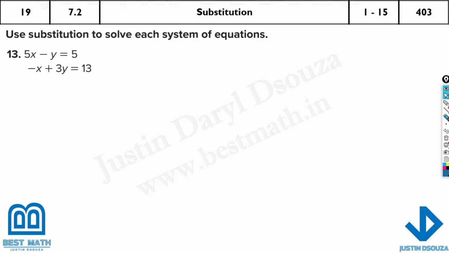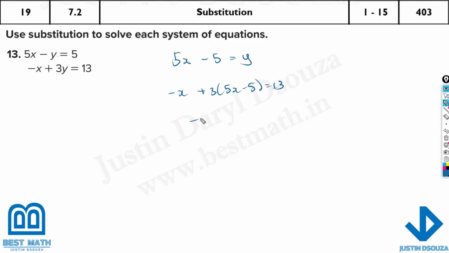Here, both are in standard form, but we need to rearrange at least one of these equations to get it in terms of x is equal to or y is equal to. I'll use the first equation, just move the y to the other side. It'll be 5x minus 5 is equal to positive y. Now this y value I'm going to substitute in the second equation. It is going to be minus x plus 3 times 5x minus 5, that is equal to 13.